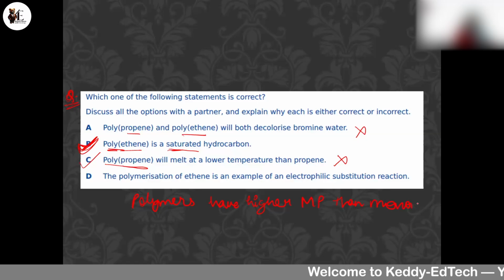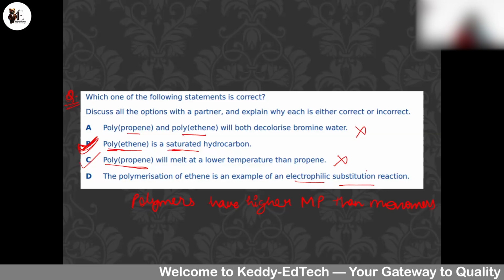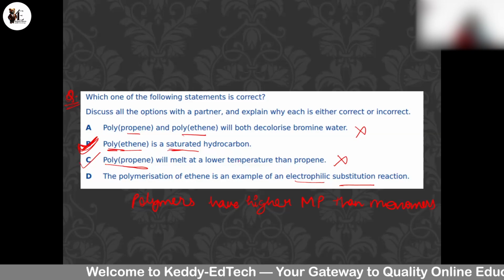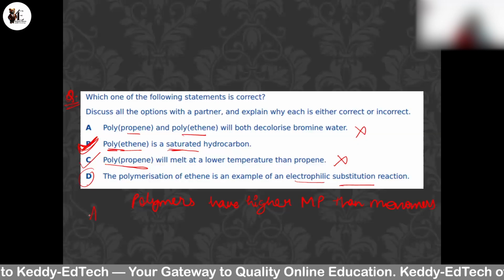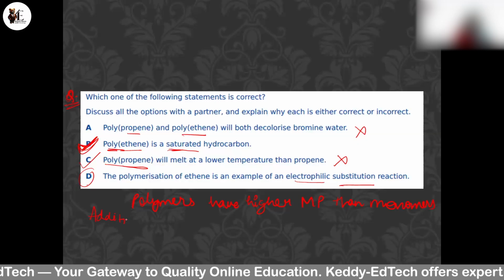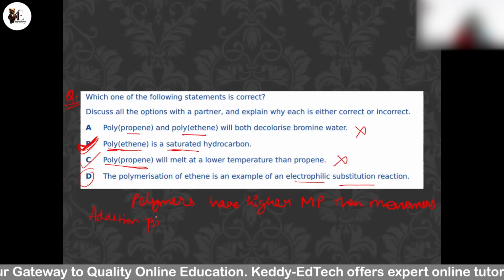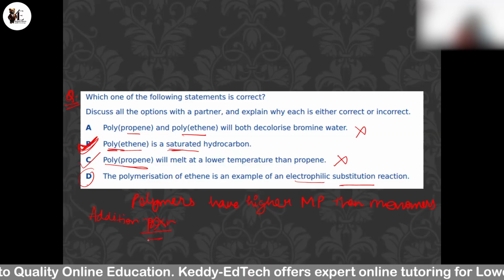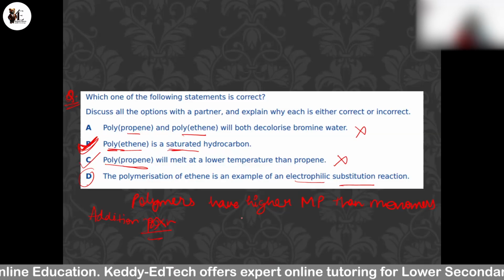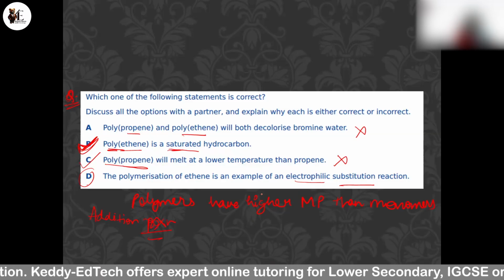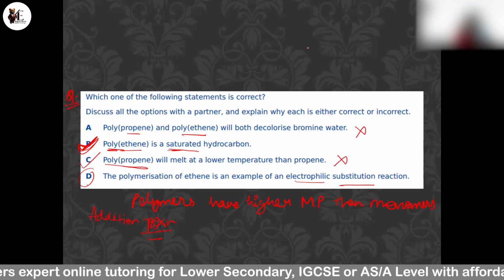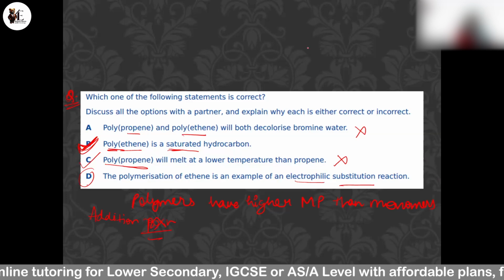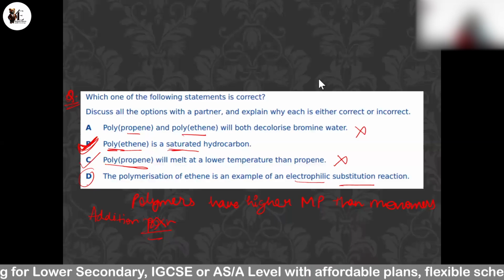Now the fourth statement is that polymerization of ethene is an example of electrophilic substitution reaction. No, there is no electrophile in this reaction, so D is also incorrect. It is an example of addition polymerization, an addition reaction, because in this reaction monomers add to one another in such a way that the polymer contains all the atoms of the monomer unit. Do you want to write this question or should I change?